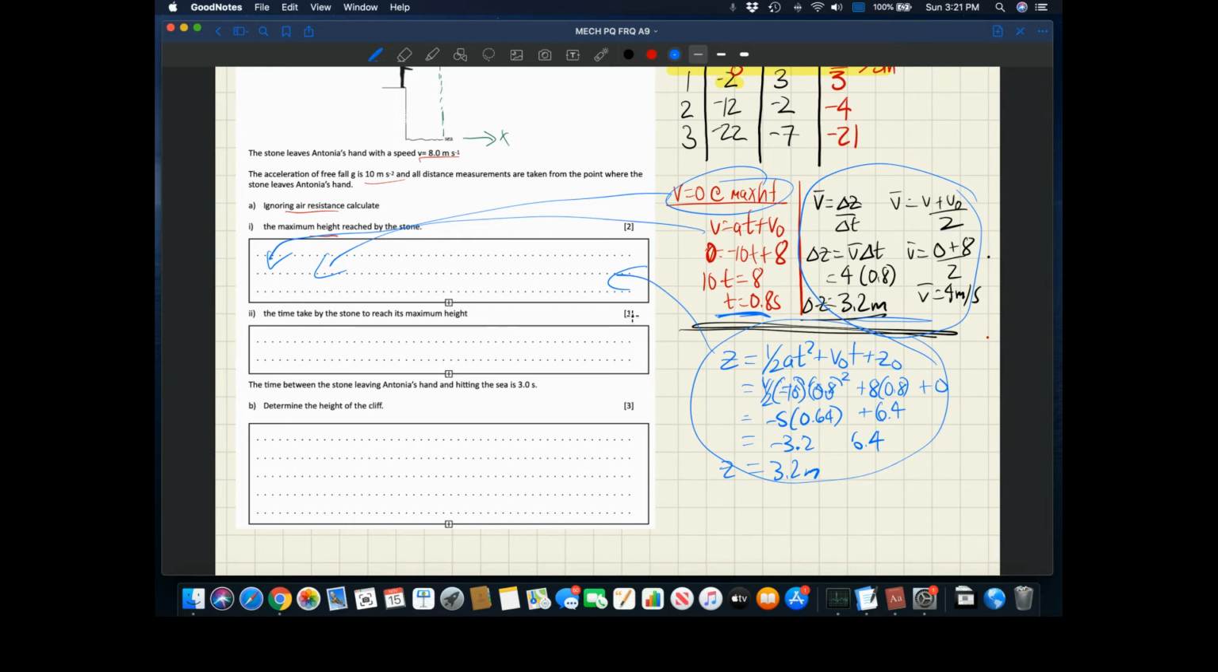Second question, the time it takes to reach its maximum height. Well, we already have that, so we could write that there. And then lastly, the time it takes to hit the sea, we know is 3 seconds.